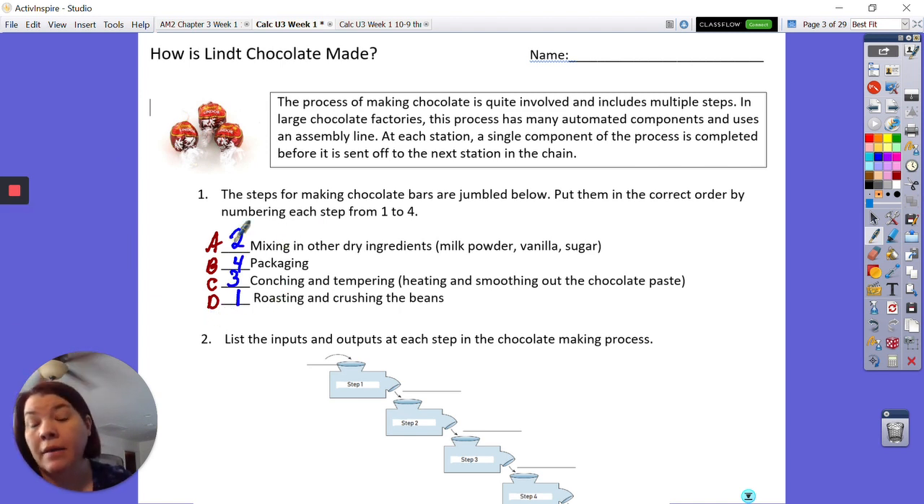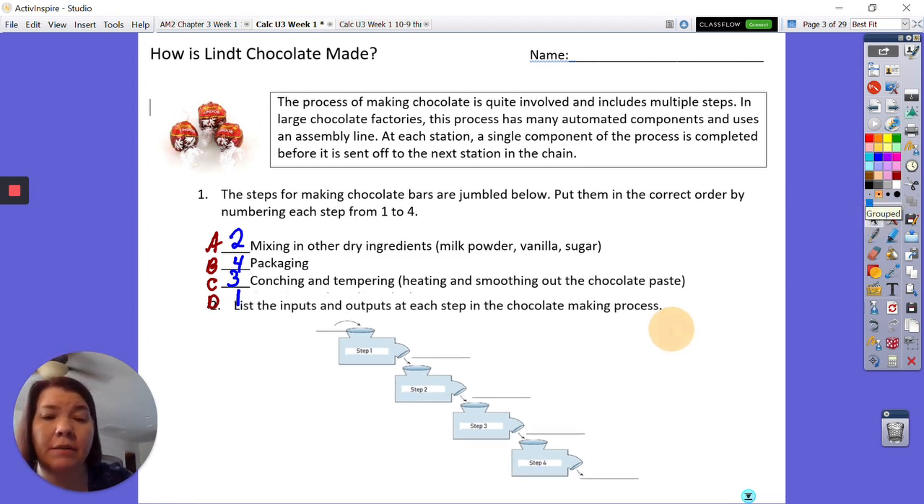So you'll notice that this is the order that I chose: roasting and crushing the beans, then adding the other dry ingredients, then conching and tempering, and then packaging. I feel like something's missing from this, like maybe we need some wet ingredients at some point before we start tempering. That seems a little strange to me, but it just kind of depends on what the beans come out of, if it's powdery or if it's smooth. But anyway, I don't know. This is just the order I chose.